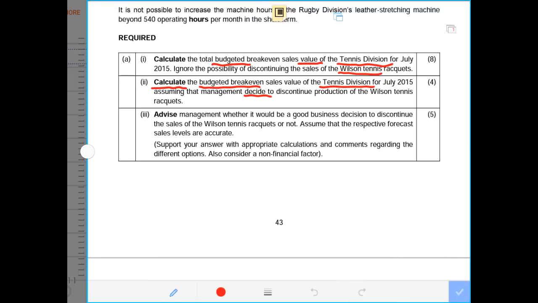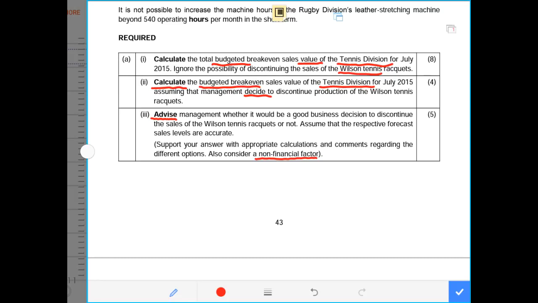Third bullet point, we are required to advise the management whether it will be a good idea for the business to discontinue the sale of the Wilson tennis rackets or not. So obviously we have to calculate the marginal profit, or the profit before they discontinue. Then we calculate the profit after they have discontinued. Then we do the comparison and make our decision on that. They say support your answer with appropriate calculations and comments regarding the different options. Also consider non-financial factors.